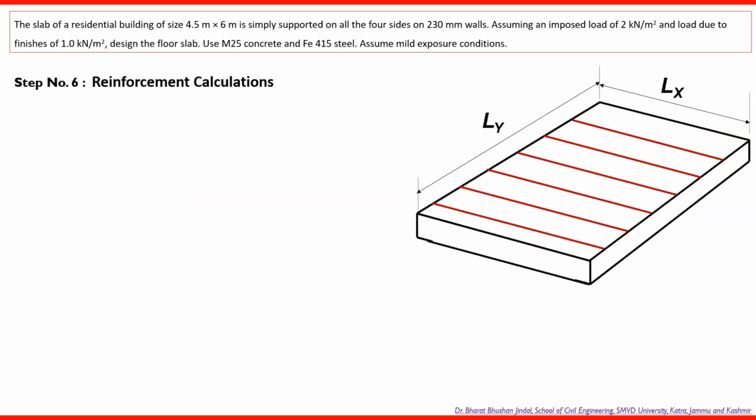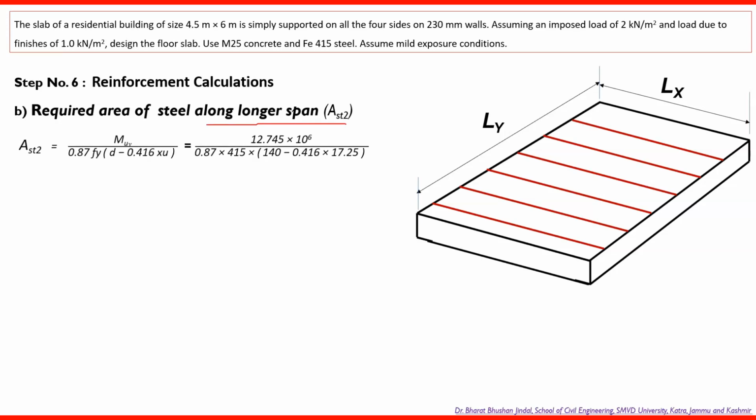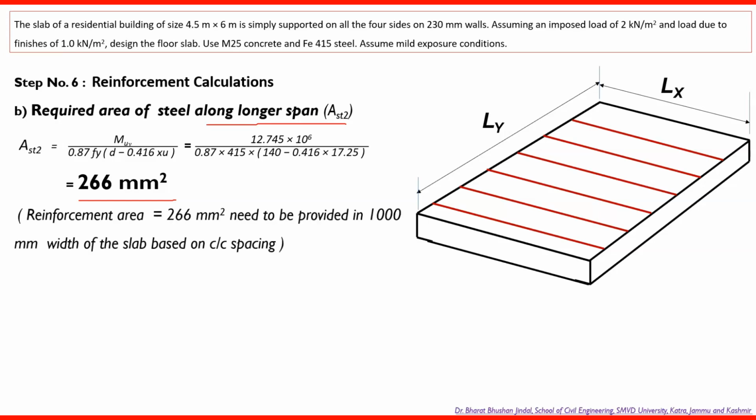Now again in continuation to step number 6, that is the 6b part, here we are going to calculate the steel required which we have to provide parallel to the longer span, that is Ast2. Similarly we can get this value from the Muy value which we have already calculated. After doing the calculation, the area of steel required parallel to the longer span comes out to be 266 millimeters square. This much area is required, and it has to be provided in 1 meter width of the slab based on center to center spacing.